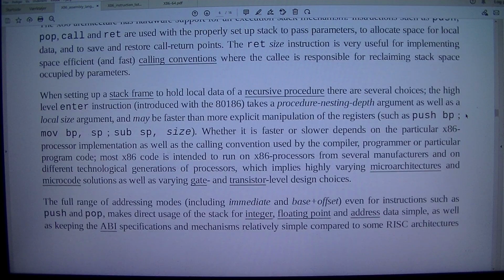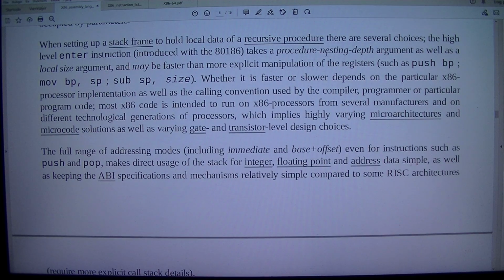When setting up a stack frame to hold local data of a recursive procedure, there are several choices. The high-level enter instruction, introduced with the 80186, takes a procedure nesting depth argument as well as a local size argument, and may be faster than more explicit manipulation of the registers, such as push BP, move BP, SP, sub SP, size. Whether it is faster or slower depends on the particular x86 processor implementation as well as the calling convention used by the compiler, programmer or particular program code.